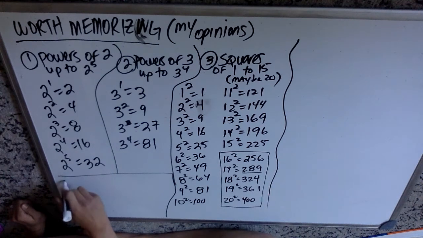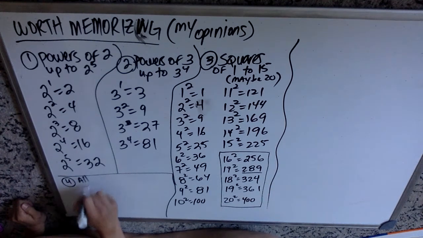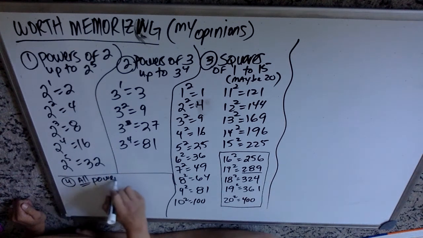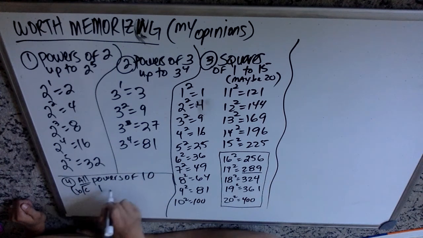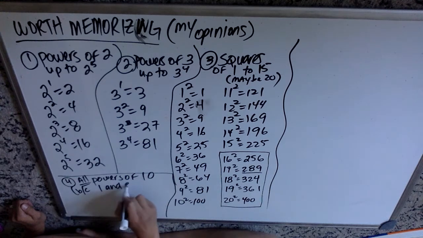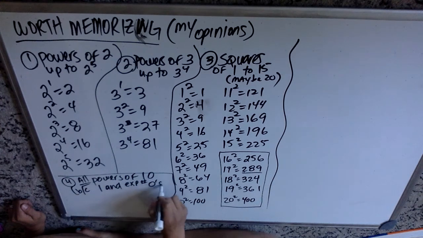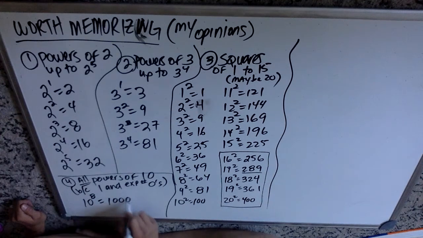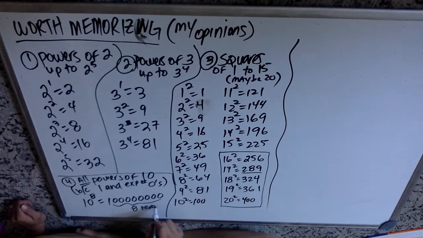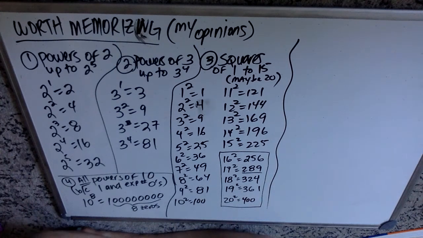So we'll call this number 4. You should know powers of 10. So like literally all powers of 10. Because it's a 1 and whatever the exponent number of zeros, right? So for example, 10 to the 8th is literally a 1, and then 1, 2, 3, 4, 5, 6, 7, 8 zeros, right? So there's no reason not to know powers of 10. Okay, so those are the big ones to know, right?